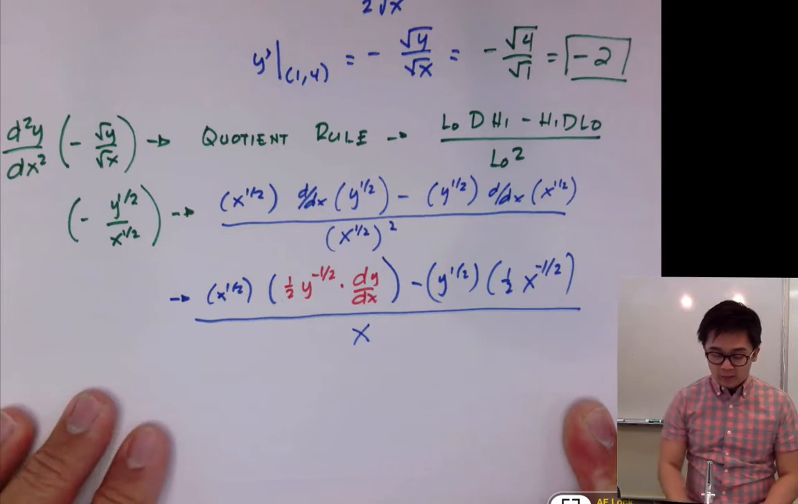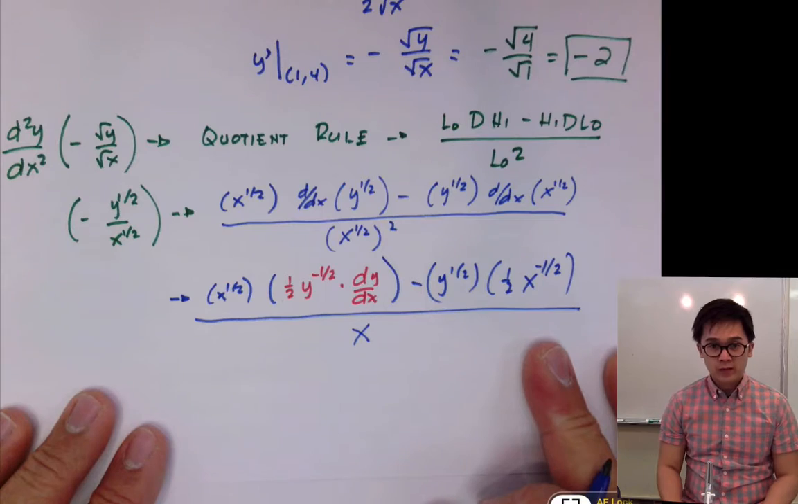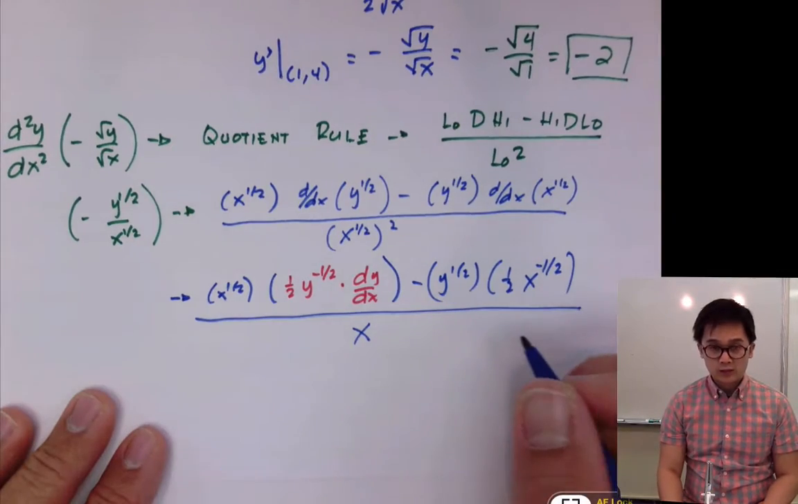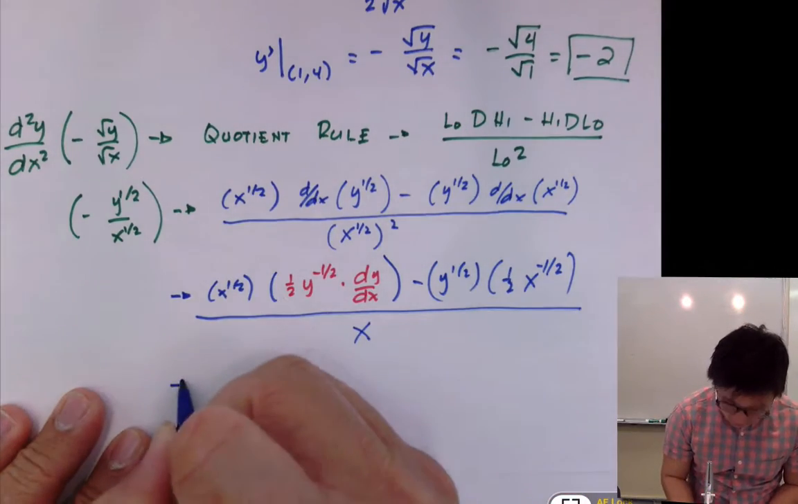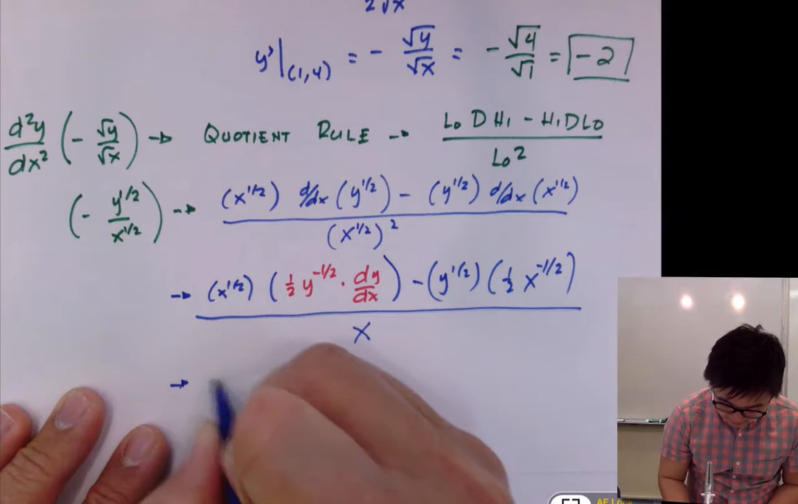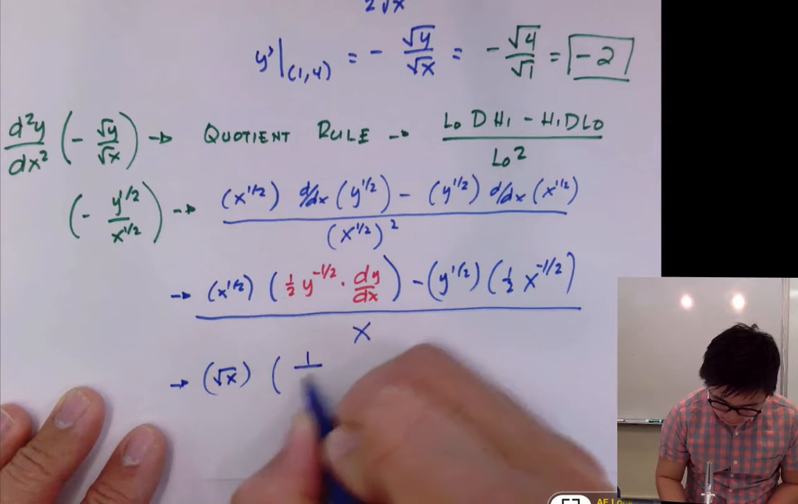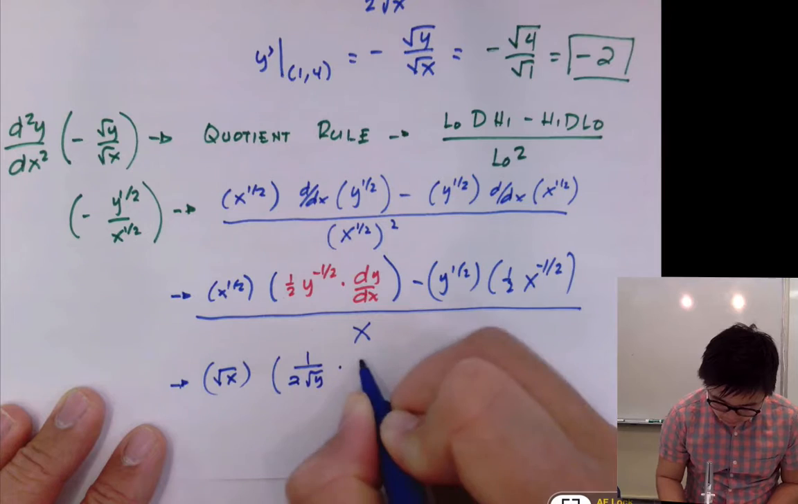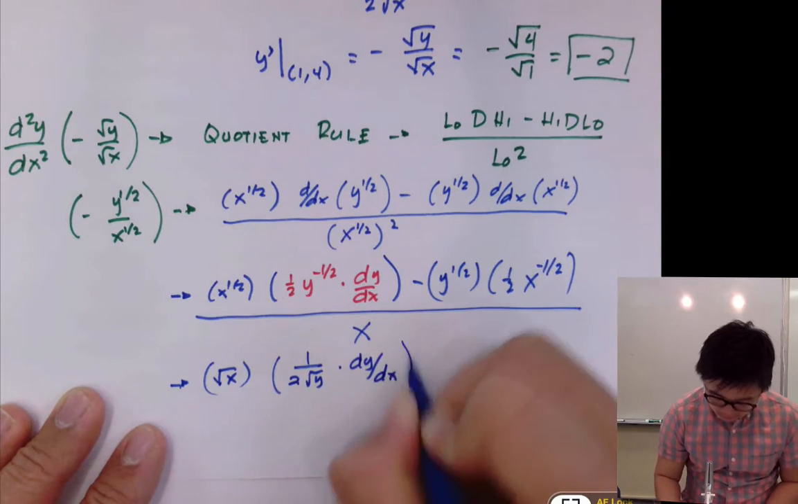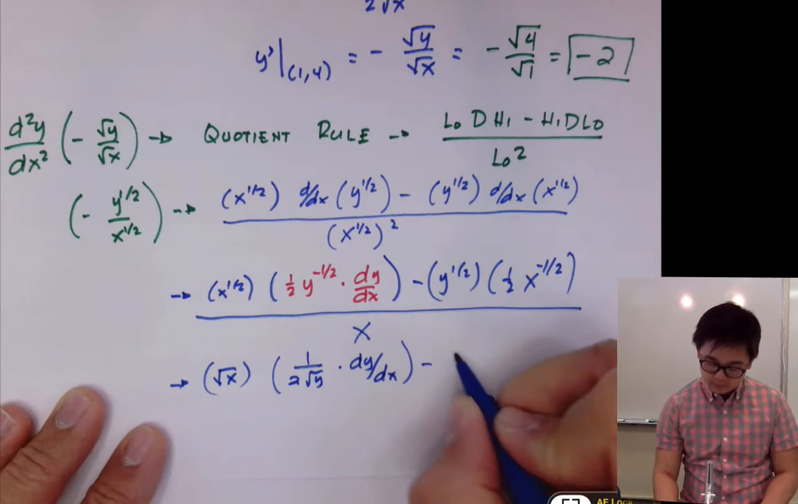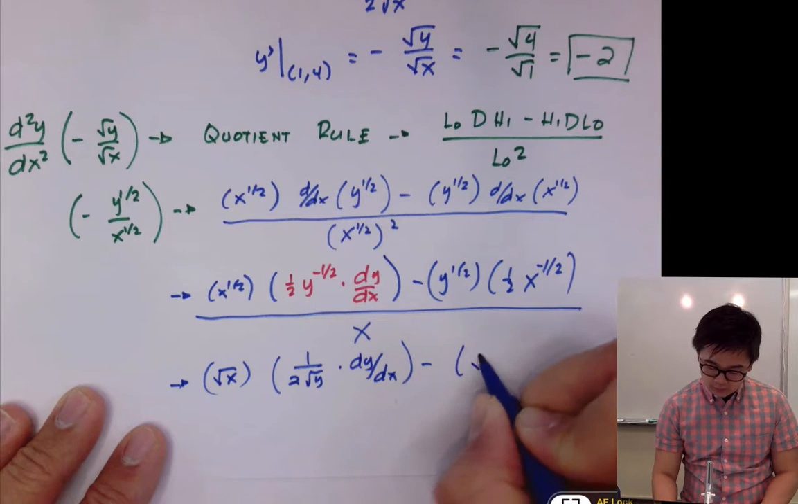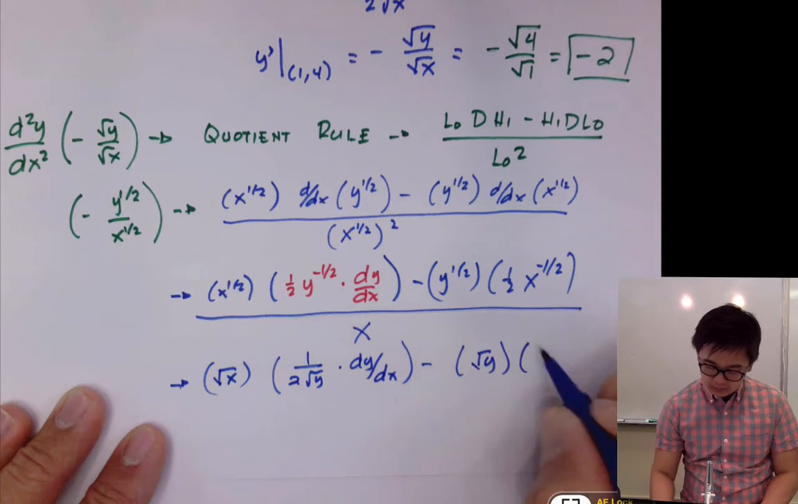So now that we have our derivative, let's change it back to its square root format. So we'll have square root of x multiplied by 1 over 2 square root of y dy/dx, minus square root of y and 1 over 2 square root of x.